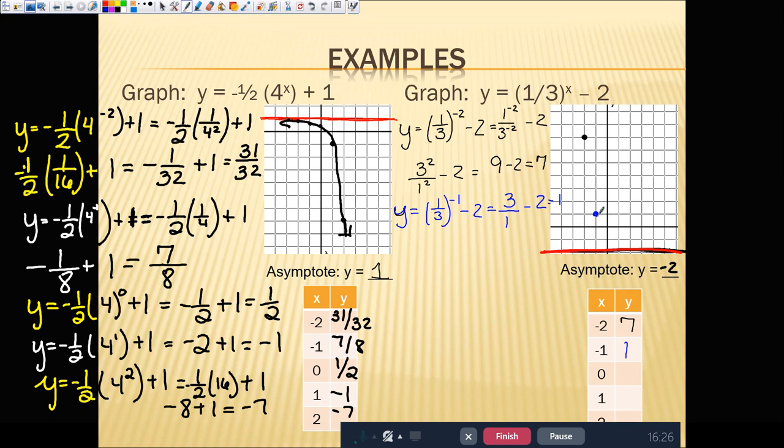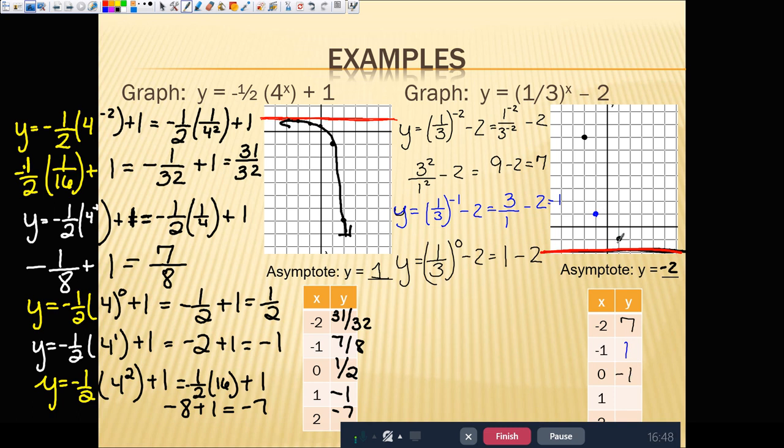Now let's substitute in 0 for x. So y equals 1/3 to the 0 power minus 2, which is the same thing as 1 minus 2. Anything to the 0 power is 1. And what is 1 minus 2? Negative 1. So I'm at negative 1.